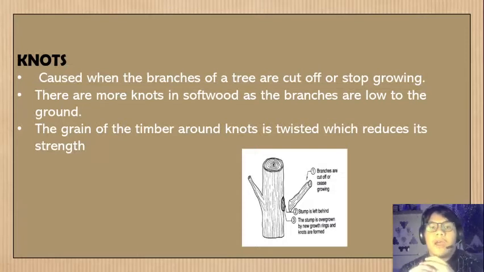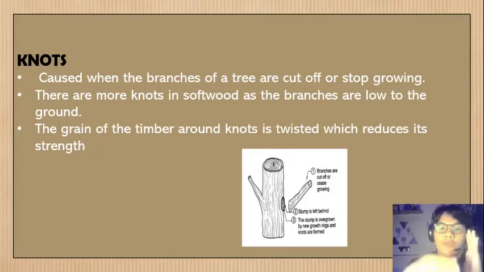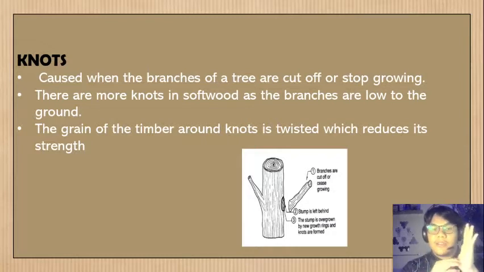Now, how do knots occur? First, the branches are cut off or cease growing from the tree. The stump that is left behind is overgrown by new growth rings, and the knots are formed there on the new growth rings.